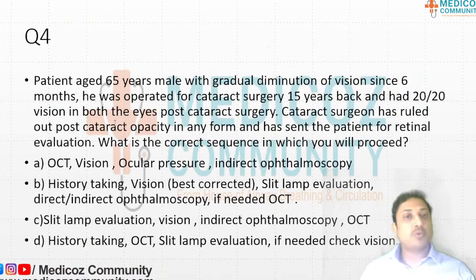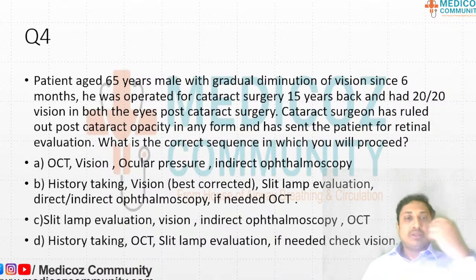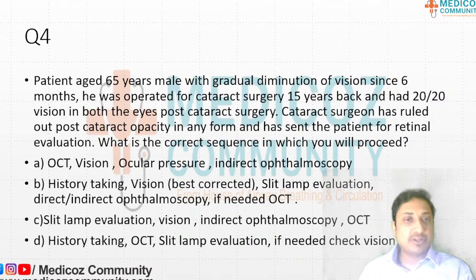So coming to question number 4. Here the question is, a 65-year-old male with gradual diminution of vision since 6 months has come to your OPD. He was operated for cataract surgery 15 years back, and he has 20/20 vision in both the eyes post cataract surgery. The cataract surgeon has ruled out post cataract opacity in any form and sent the patient for retinal evaluation. What is the correct sequence in which you will proceed?